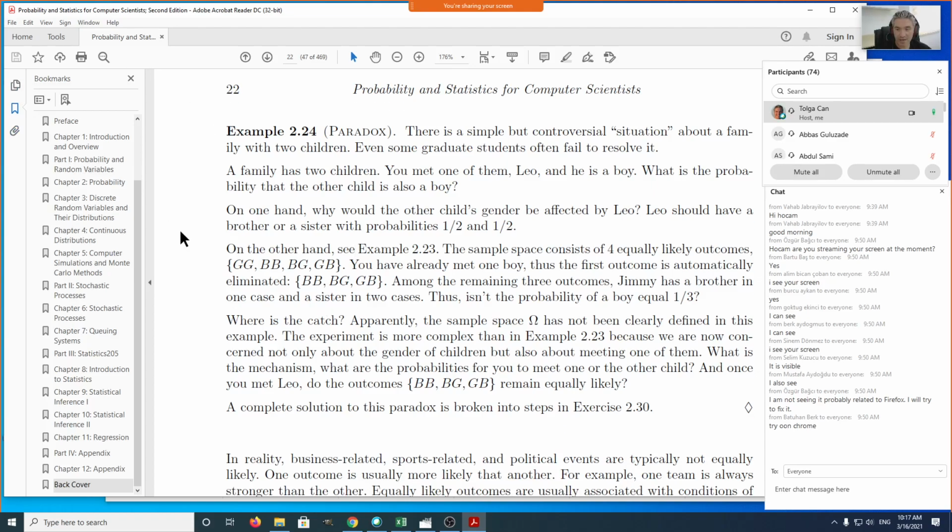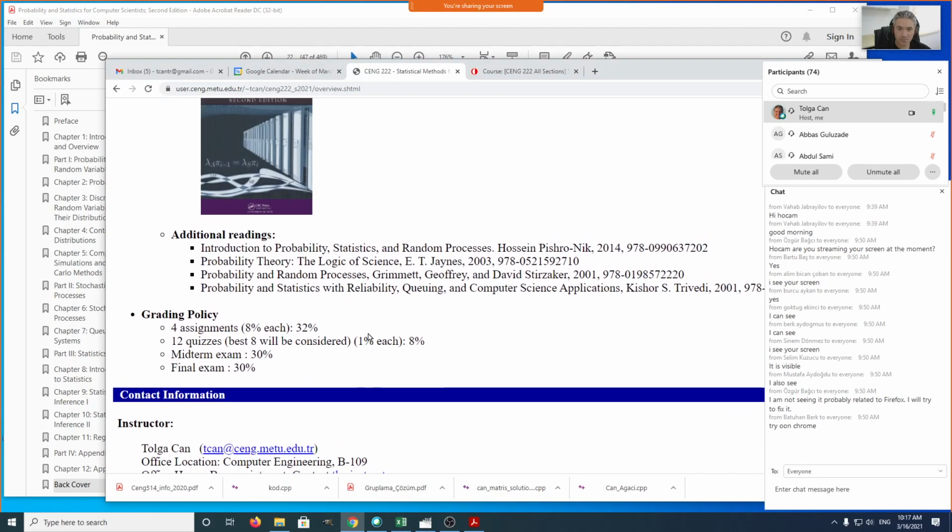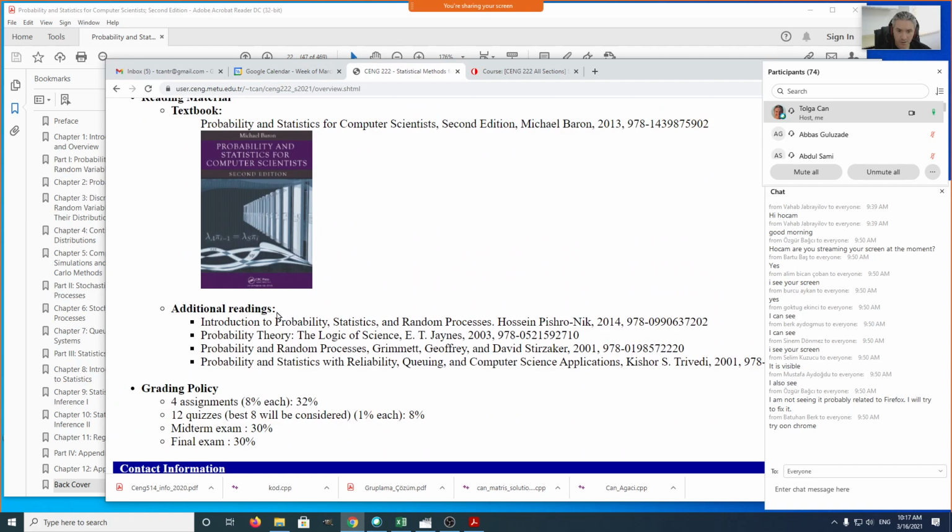But we also have some reference material in case you're interested. There is also another book. We didn't list it here, I think. But I'm going to put that old book also here. Let me see.